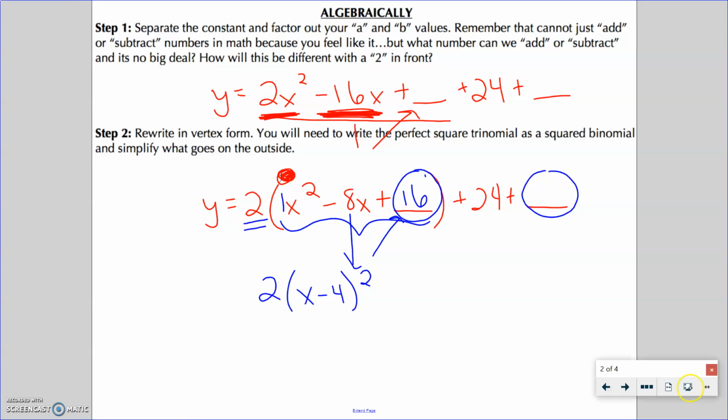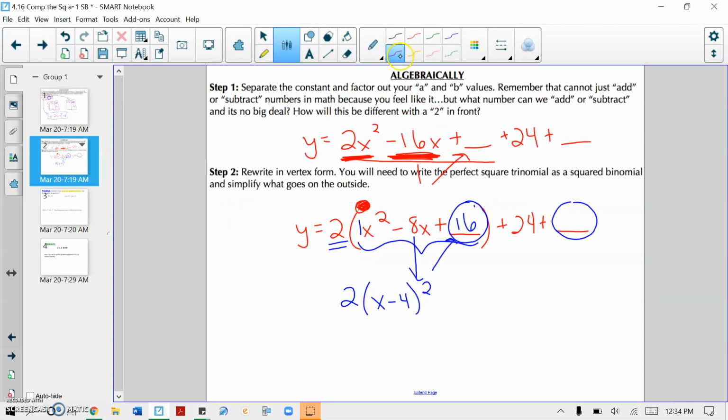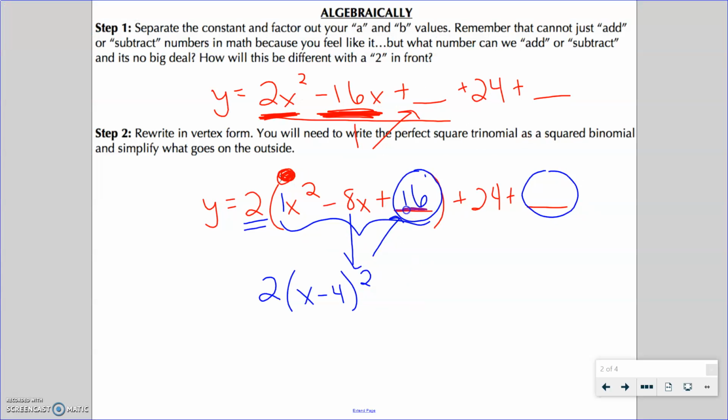Here's the only downside to that. Let me switch my colors. We didn't just add 16. We added 2 times 16. 2 times 16 is 32. So we essentially just added 32 right here. So I need to subtract 32 right there. Okay, so that's the new part.